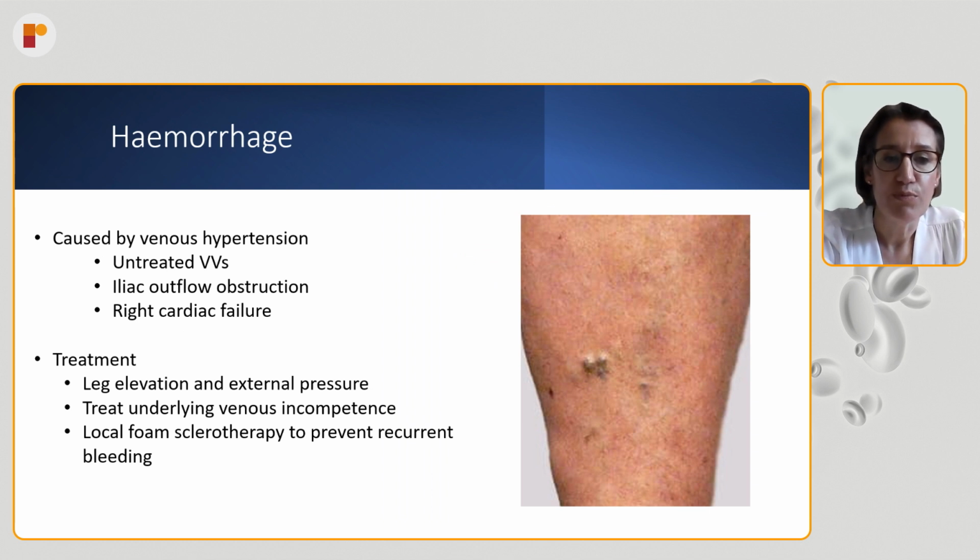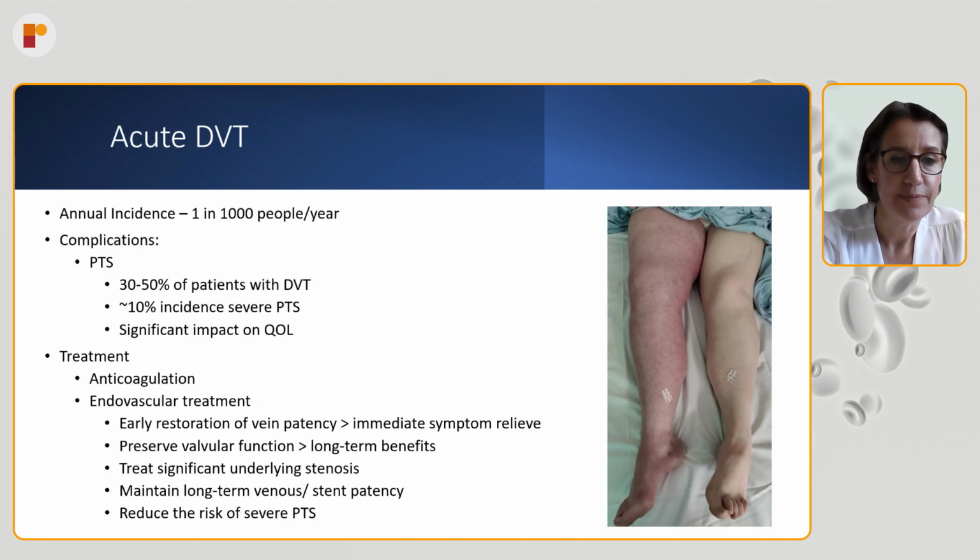Hemorrhage is also another acute presentation of superficial venous disease, caused by venous hypertension from untreated varicose veins, potentially iliac outflow obstruction, and even right cardiac failure. The treatment is obviously leg elevation and external pressure, treating the underlying venous incompetence, but potentially also local foam sclerotherapy to prevent recurrent bleeding.